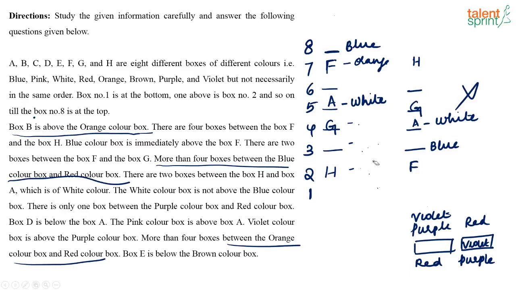Now if this is the case, which of the following can be the red box? So this is orange, 1, 2, 3, 4, right? So this can be red or this can be red. Any one of these can be red, right? See, between orange and red there has to be at least 4 boxes. So either this is red or this is red. Now we have to look at these two cases and see which is going to be our correct case, okay?